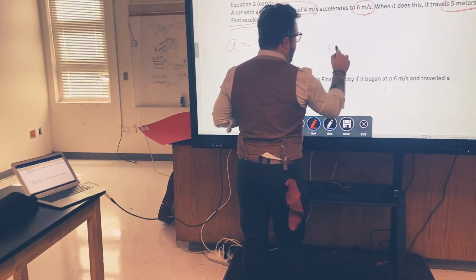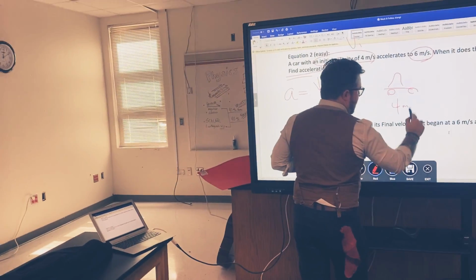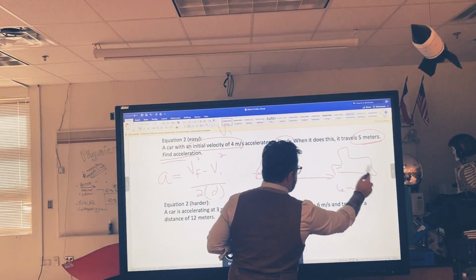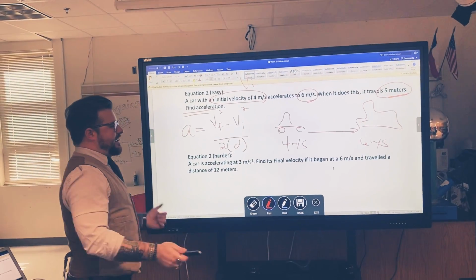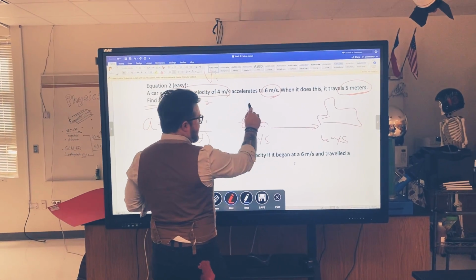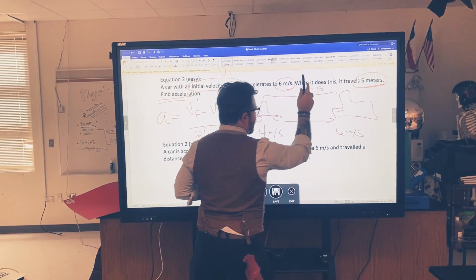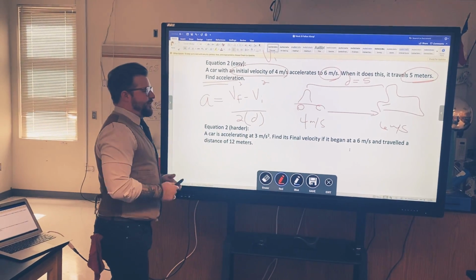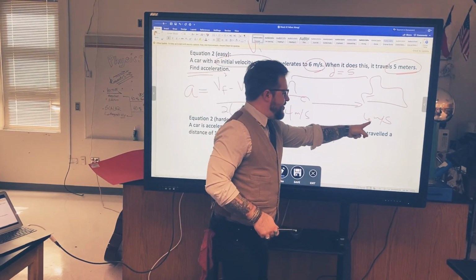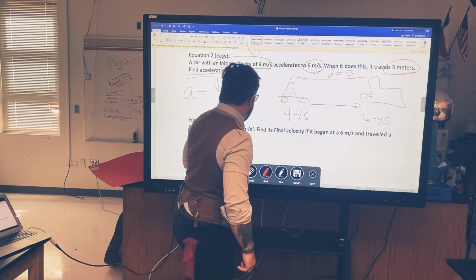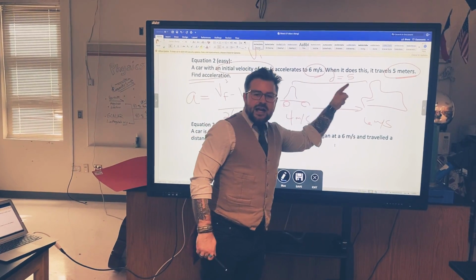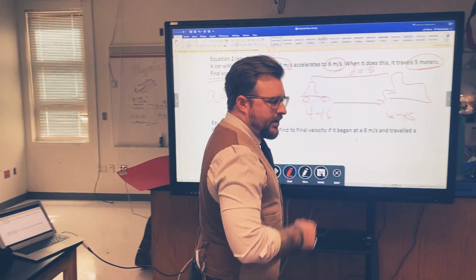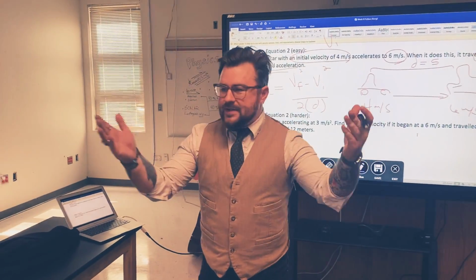I start at 4. Here's my car. I start at 4 meters a second. I accelerate to 6 meters a second. After how many seconds? I don't know. I don't know how many seconds, but it tells me this entire distance is 5 meters. Is there a way that I can use this equation to find out the acceleration? Absolutely. Do I know my final velocity? Yes, I do. Do I know my initial velocity? Yes, I do. Do I know my distance? Yes, I do. Is this going to be a positive or a negative acceleration? Just reading the question, you can know. Positive.